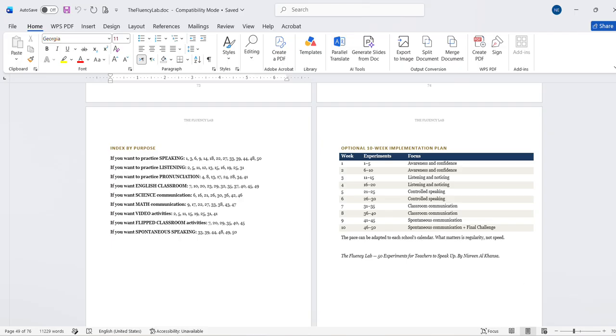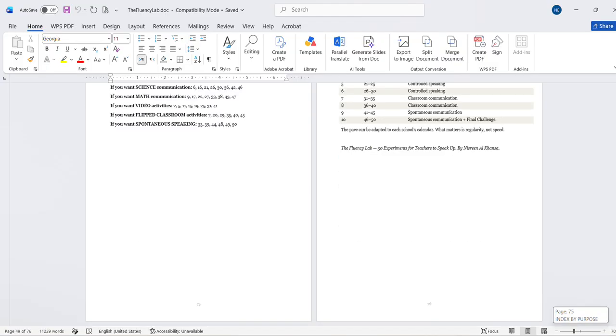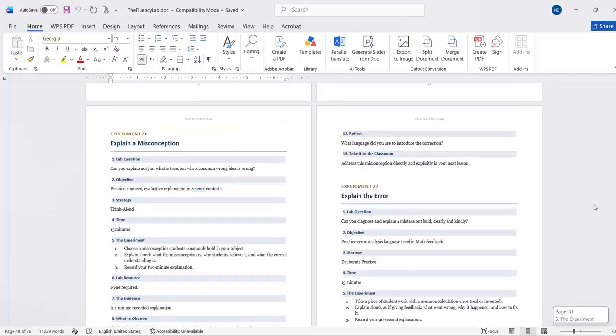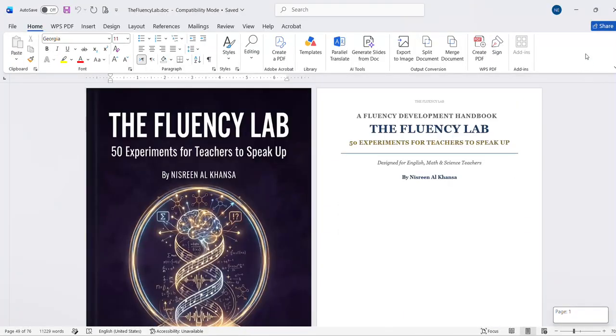So this is the Fluency Lab booklet. It helps teachers a lot to understand and to speak fluently.